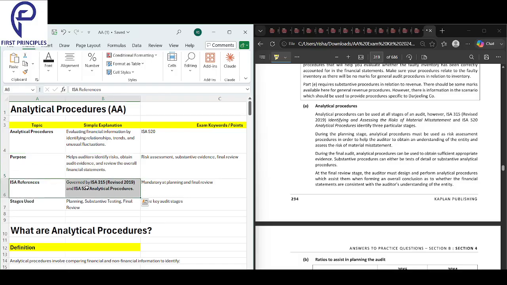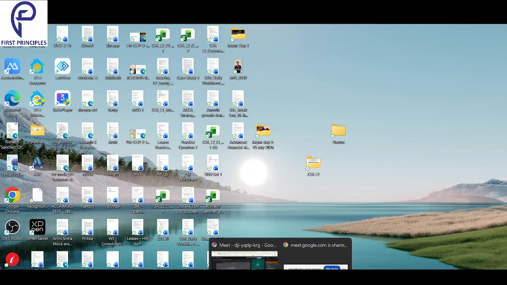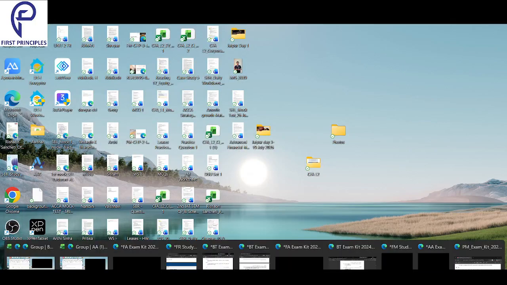What is the reference over here? It is governed by ISA 315 and ISA 520. What are the stages that are used? It is used in the planning stage, substantive testing stage, and final review stage of the audit. It is used in all the stages. So that is about analytical procedures. That is the first thing we talk about.